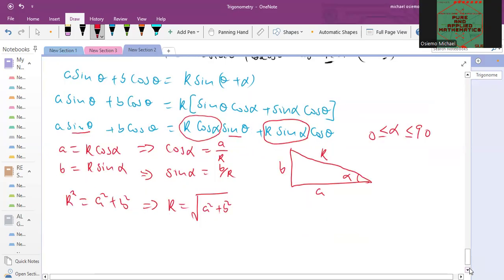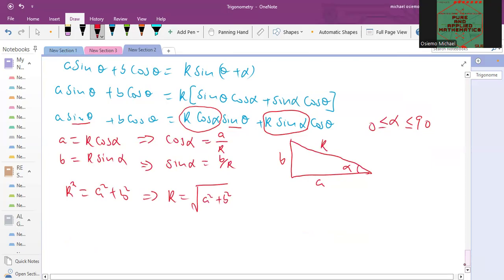Also, you need to get an expression for alpha. You can say that tan alpha is equal to opposite over adjacent. And so this means that tan alpha is equal to b over a. So therefore, alpha is equal to what? Tan inverse of b over a. So immediately now you get r and alpha.